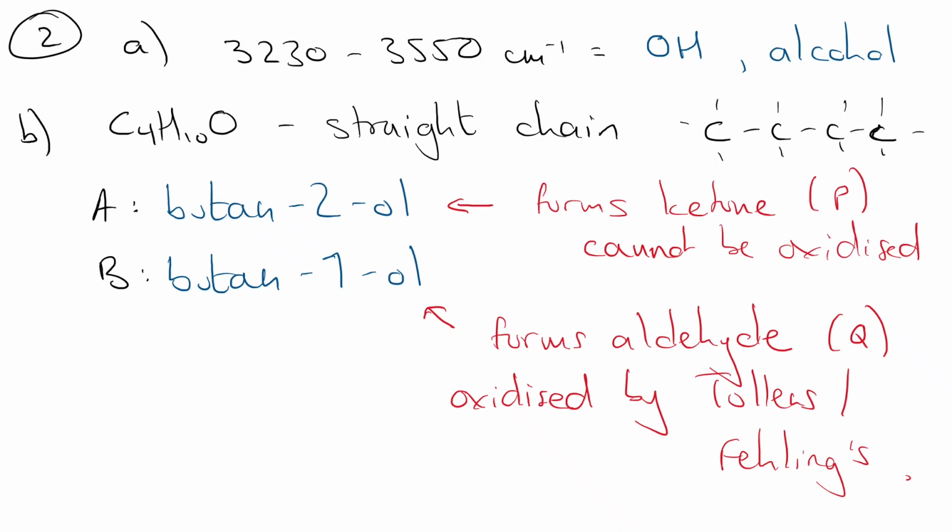A must be the butan-2-ol because it forms a ketone which can't be oxidized, and B forms butan-1-ol, which is an aldehyde which can be oxidized. And that's the evidence in the table in part B.